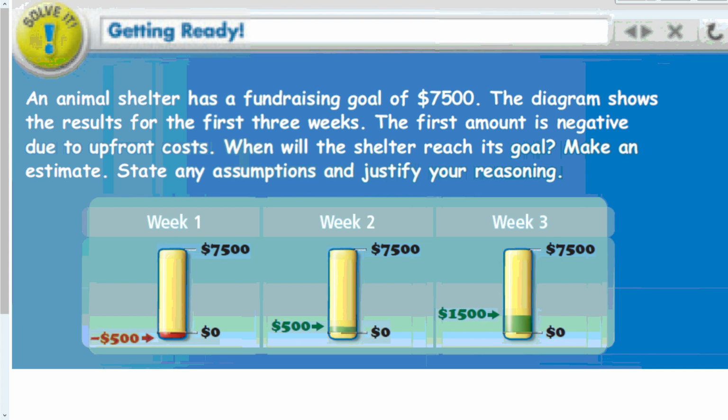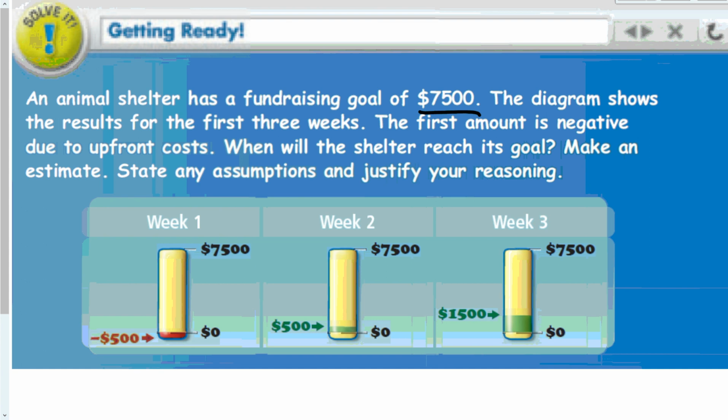So let's do a little warm up here with our solve it or getting ready problem. An animal shelter has a fundraising goal of $7,500. The diagram shows the result for the first 3 weeks. The first amount is negative due to upfront costs. When would the shelter reach its goal? Make an estimate, state any assumptions, and justify your reasoning.